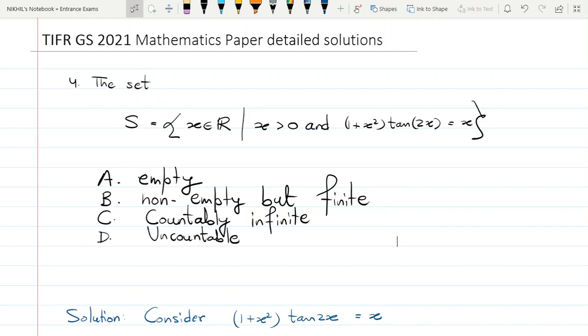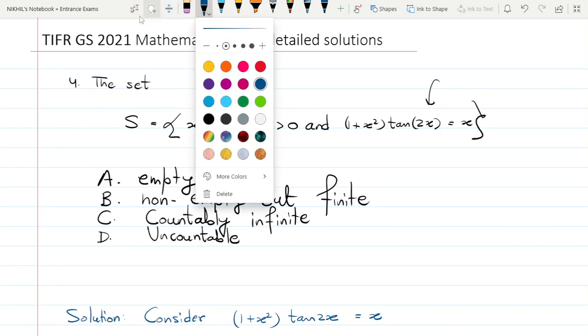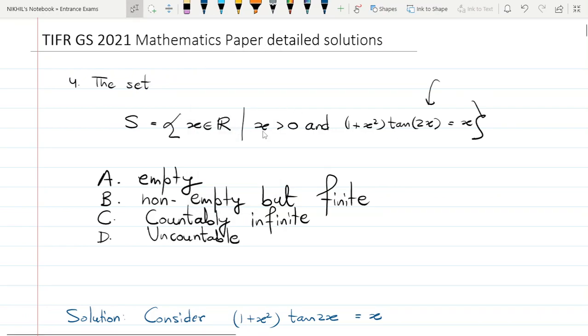We are given a set S, which is the collection of all those x in R such that x is positive and they satisfy this equation. So we are looking for all those values of x which satisfy this equation, and of course they are positive. This is an MCQ type problem, so you have to answer how many solutions to this equation are possible.